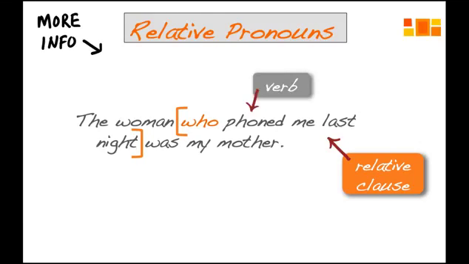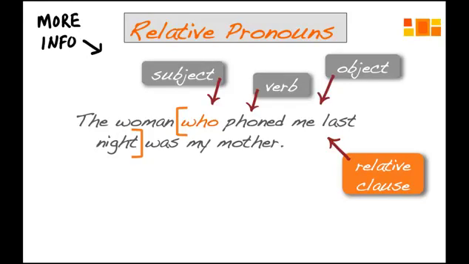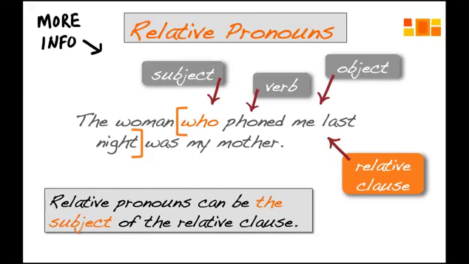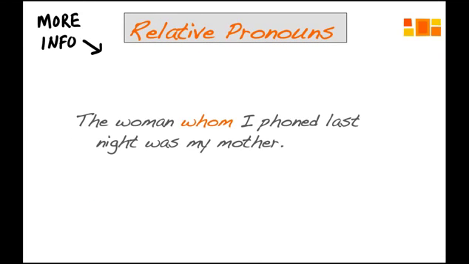Phoned is the verb, obviously, which makes who the subject, because it's who phoned, subject, verb. That me back here is the object of my relative clause. So please remember, relative pronouns here, who, can be the subject of the relative clause. Who phoned, subject, verb. Now I'm taking that sentence and I'm changing it a little bit.